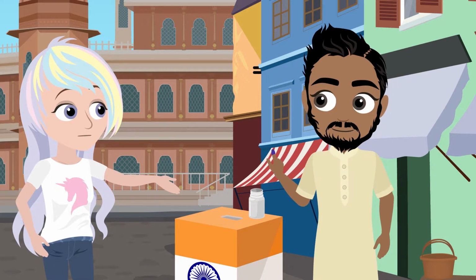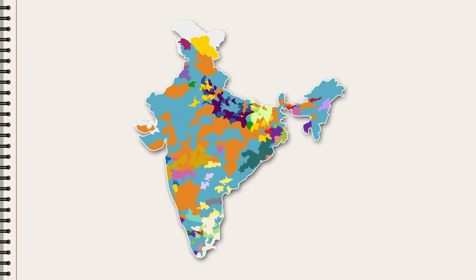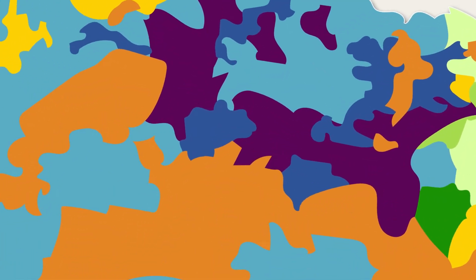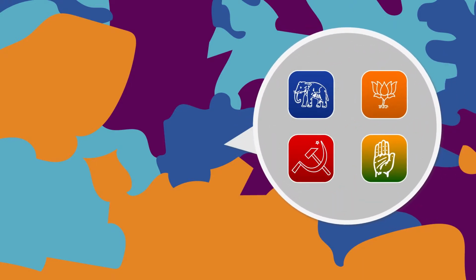Is Vivek choosing a prime minister or a president? No, he's voting for his member of parliament. India is divided into over 500 voting districts, or constituencies. Each constituency has one seat in parliament, a mandate. These are the parties running in Vivek's constituency.